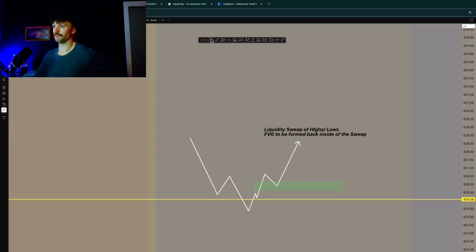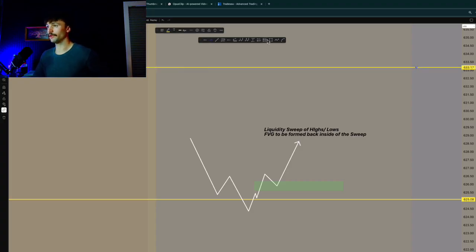Now, inversely, if we have a high up here, we want to see price come up to that high, sweep these highs, then maybe come back down, go like this. And we want to see this bearish fair value gap get formed somewhere like this, where we take our entry out of that fair value gap.